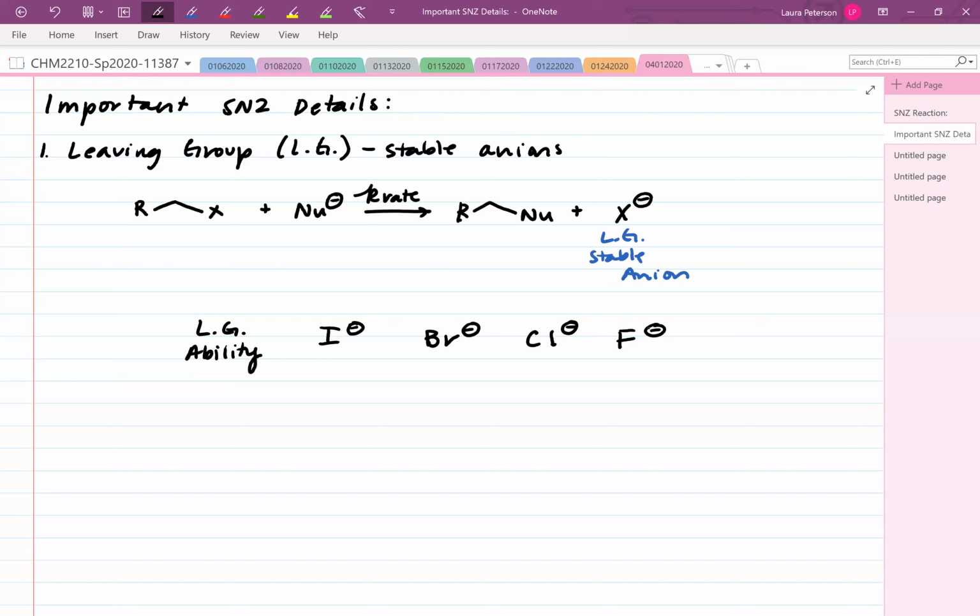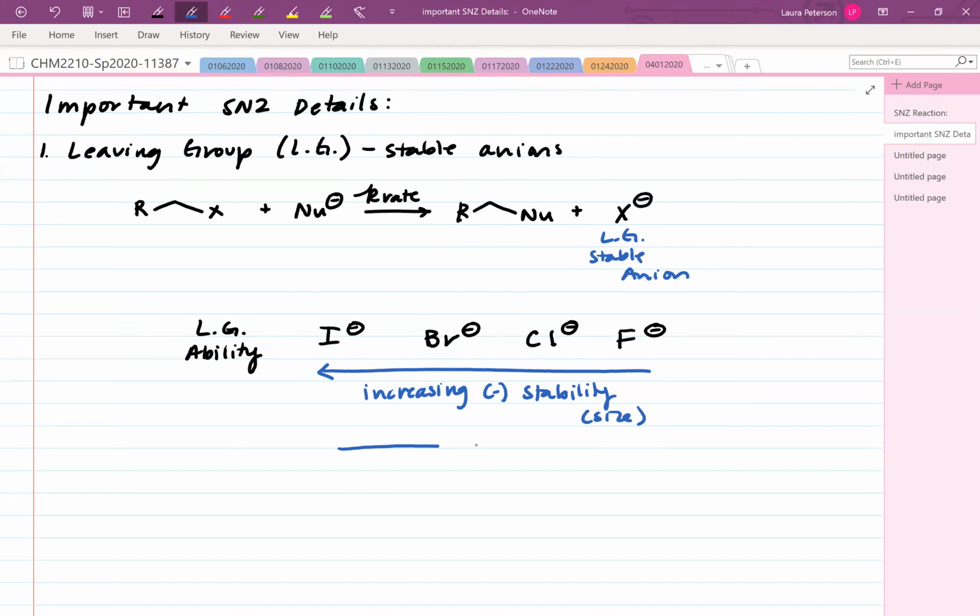Right, so it was atomic size, right? So as we increase atomic size, we increase the stability of the anion. Okay, so let's make a note about that. So we have increasing stability towards iodide. So increasing anion stability. And we could just make a note there that the trend we were considering is size. Okay, so that means, the more stable an anion, the better the leaving group will be. Okay, so since iodide is the most stable anion because of atomic size, it is going to be the best leaving group. Okay, so as we go from fluoride to iodide, we have increasing leaving group ability.